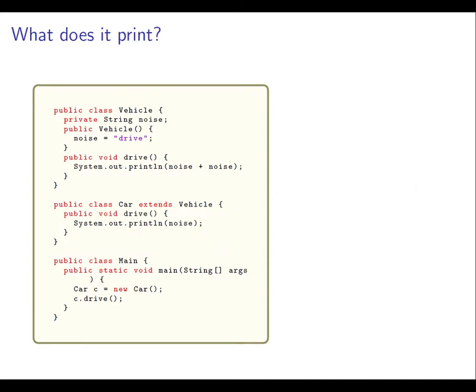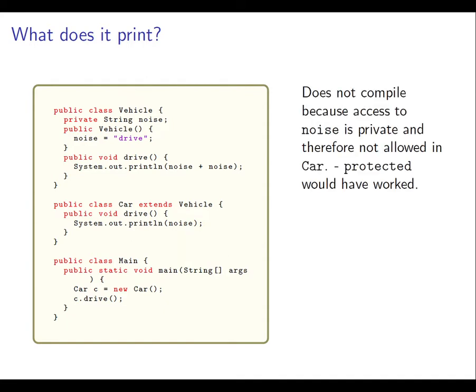What about this one? Pause and think. This one doesn't compile. Why doesn't it compile? Because noise is private, and therefore it can't be used inside car, which attempts to print it out. Oops, protected would have worked.